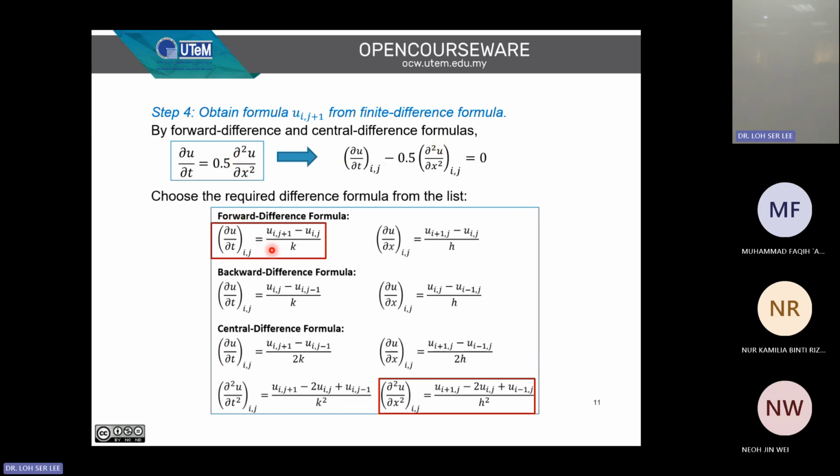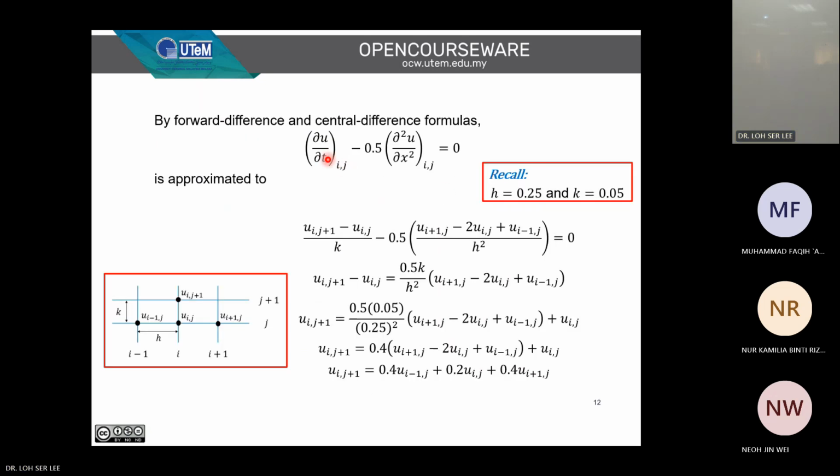Then we will find the corresponding formula, forward and central. This is second order, this is first order. So for this one you will choose the central difference, del squared U over del x squared. You will use this formula for this one. And for this one, we use the forward difference, which is this formula. Once you have identified the formulas to be used, substitute the 2 formulas into the PDE.